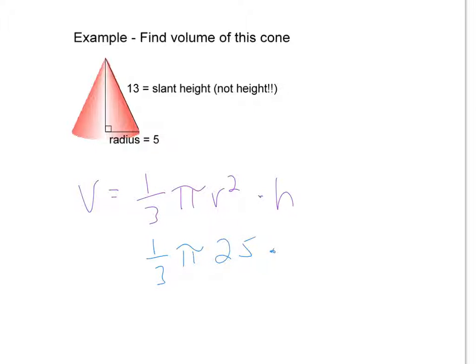Now let's look closely here. We have a 5, 12, 13 right triangle right here, 5, 12, 13. So therefore my true height must be 12. So I have 1/3 times pi times 25 times 12. I don't have a calculator in front of me, so I'm going to do 1/3 of 12 is 4. 4 times 25 is 100. So I have 100 pi, or approximately 314.